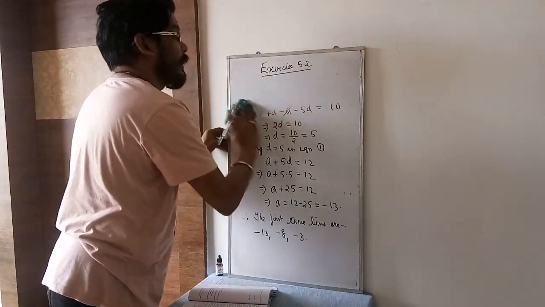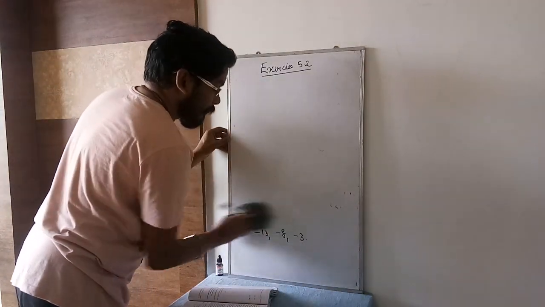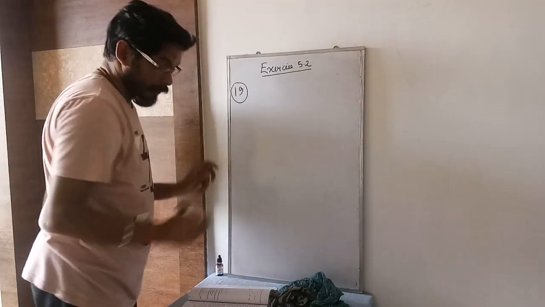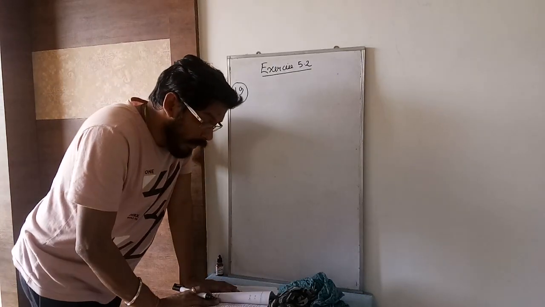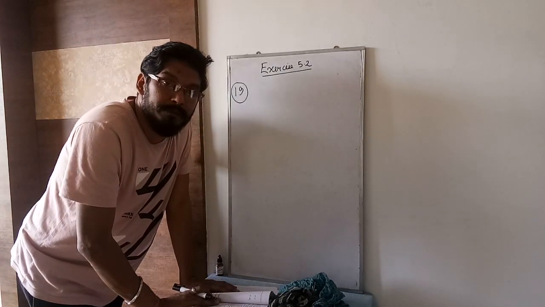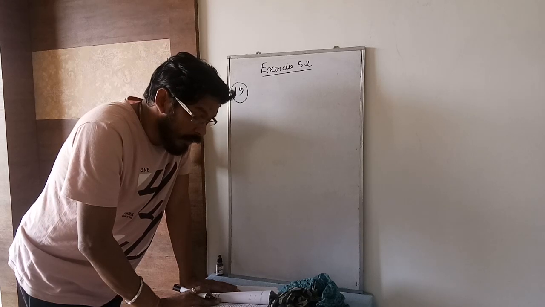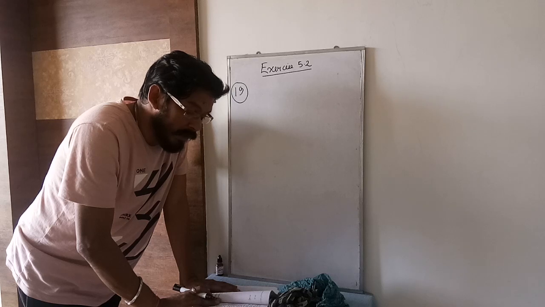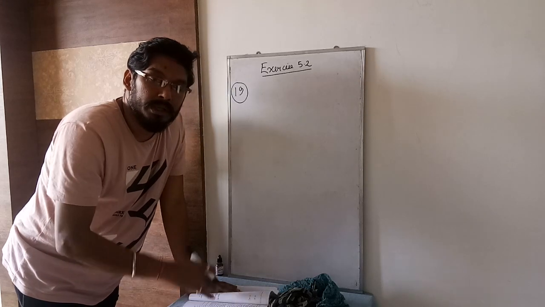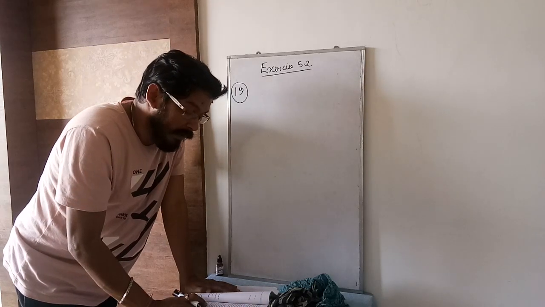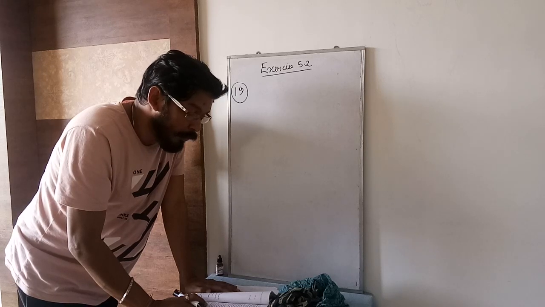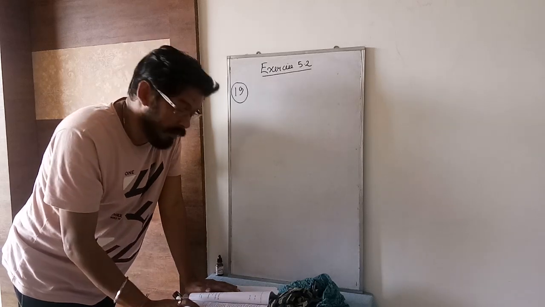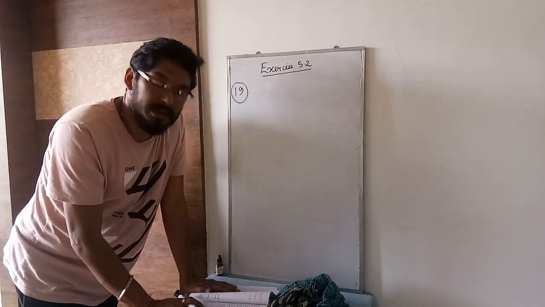Now question number 19. What did they say? Subbarao started work in 1995 at an annual salary of rupees 5,000. The starting salary was 5,000 and he received an increment of 200 each year. Every year how much increase? 200. So this will work as the common difference, and the first salary will work as the first term.